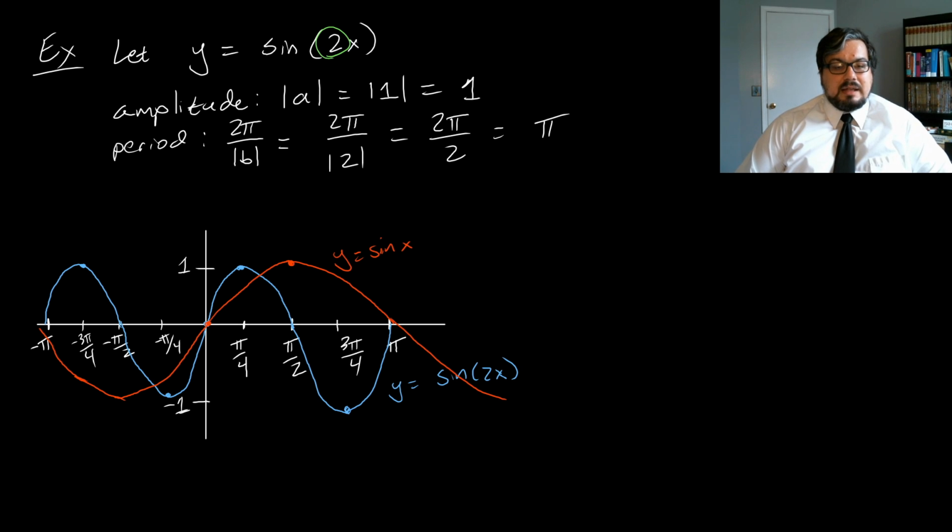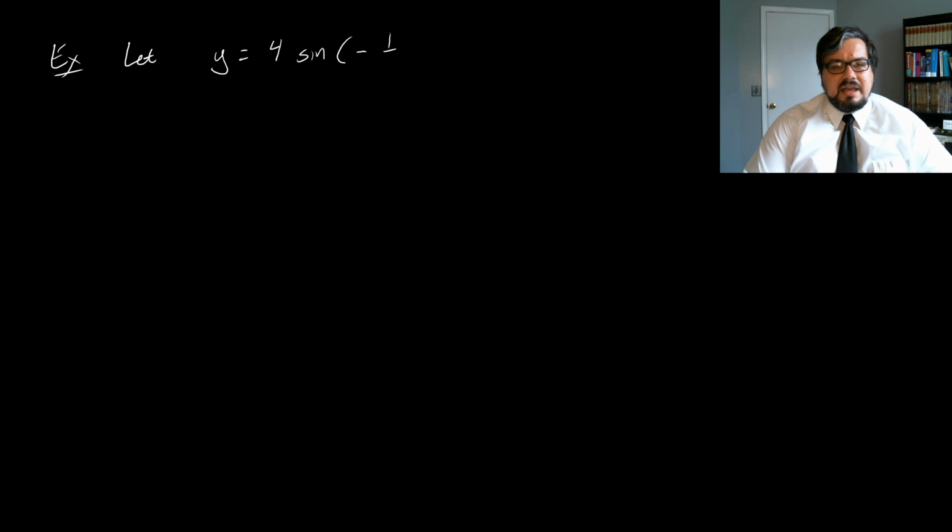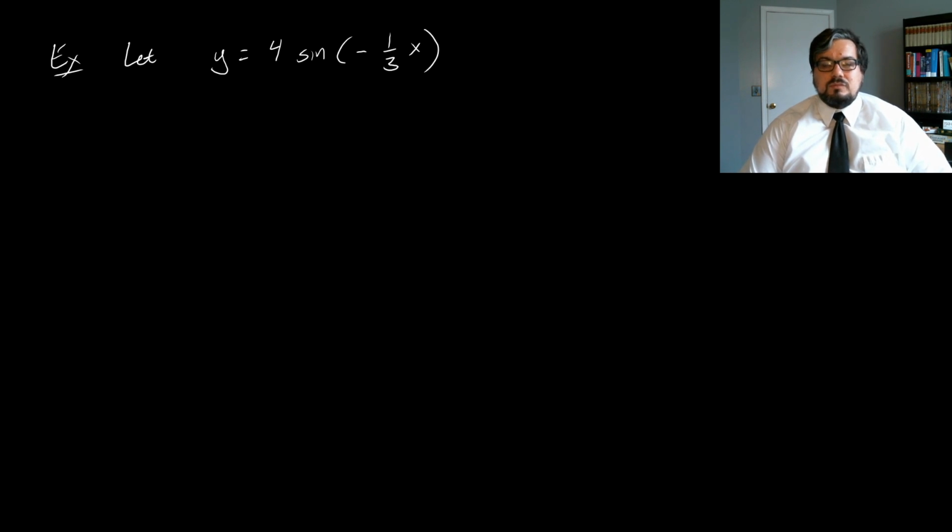All right, let's do another example. Let's do an example with a negative value of b, because we do have to be a little bit careful with that. Let's let y equal 4 times sine of negative 1/3 x. Let's see what this graph looks like.